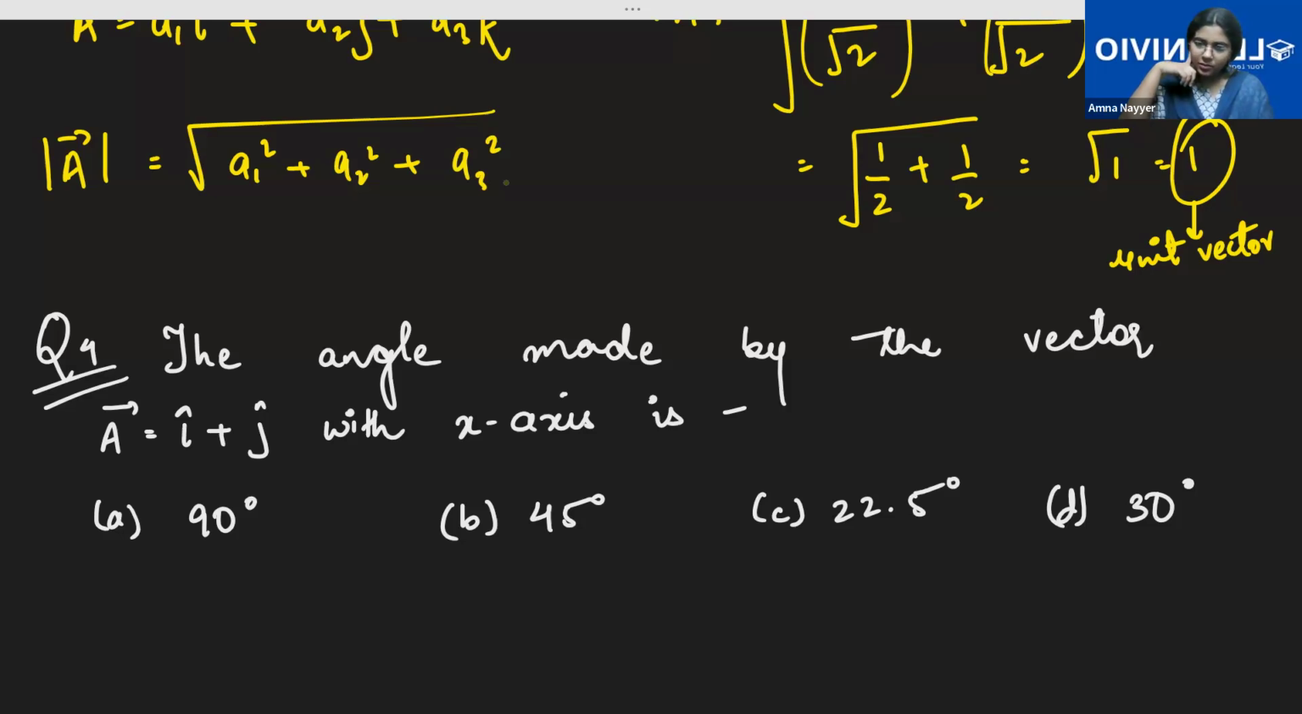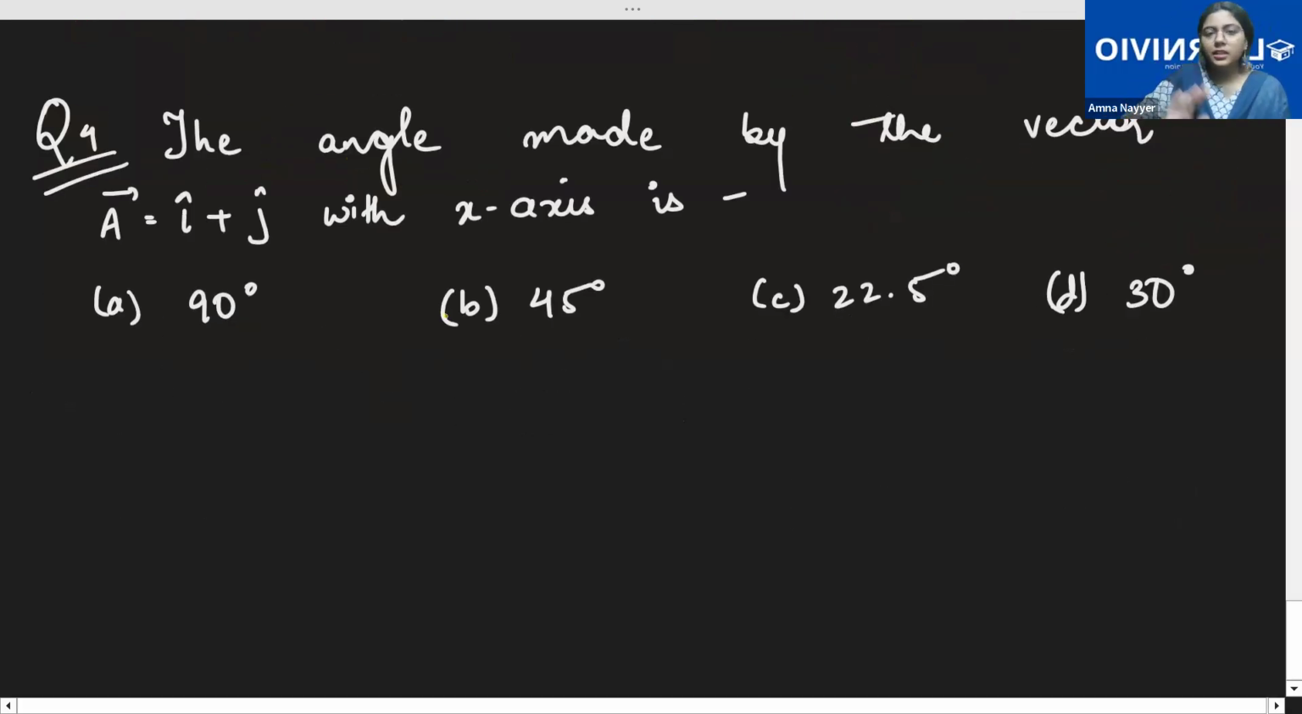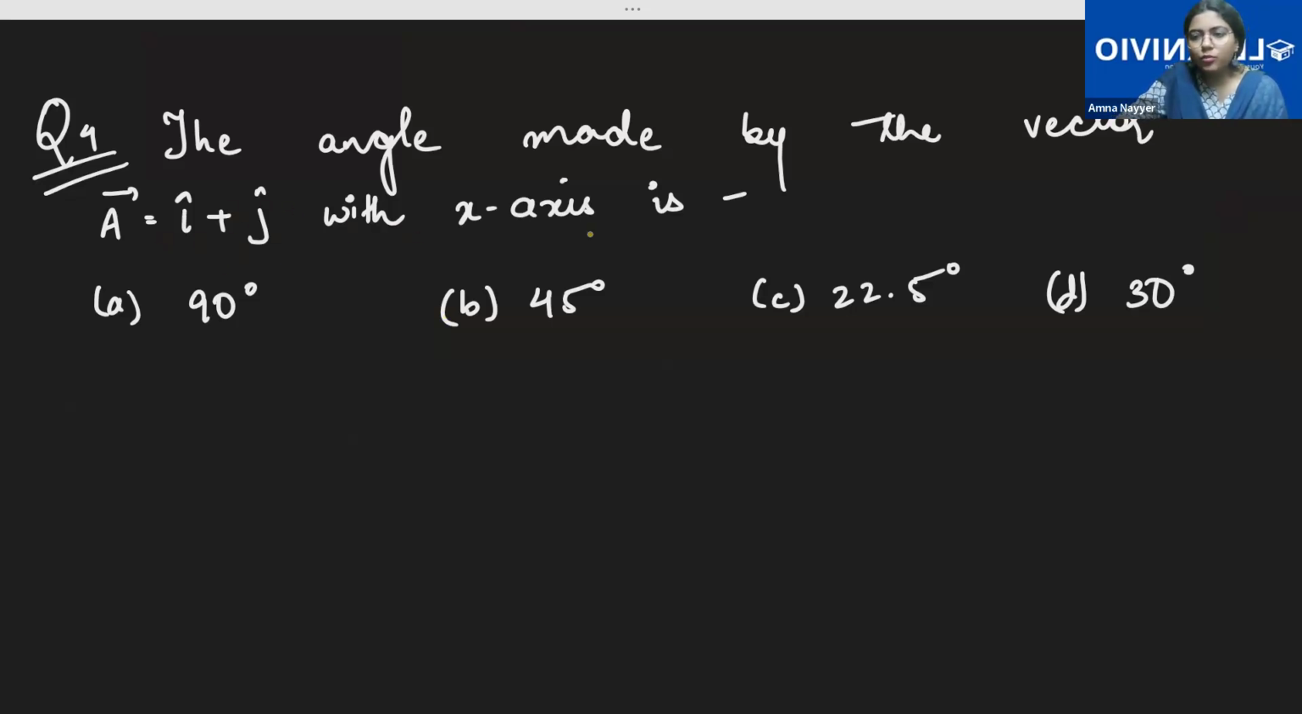You're getting cos theta as 0? How? What did you say just now? Root 2 something. But that will be the division, right? Like the modulus of this A vector. See, I'll tell you. Wait. Angle made with the x-axis means this vector makes what angle with the x-axis. So you are right.